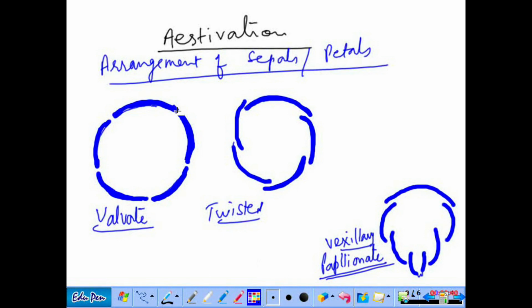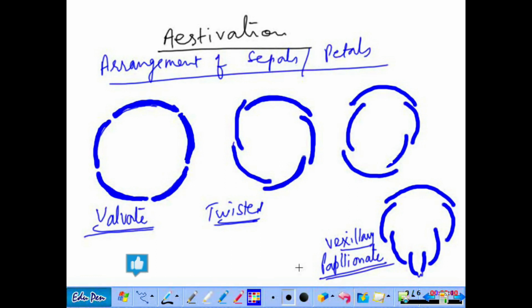Once again, these are simply touching one another without any overlap. This is known as valvate. They are in a very particular fashion, they are twisting upon one another. Whereas here we have an arrangement that is not specific. This arrangement is known as imbricate. Got it? There are four types of arrangement given here.